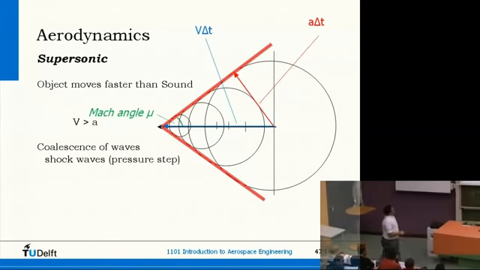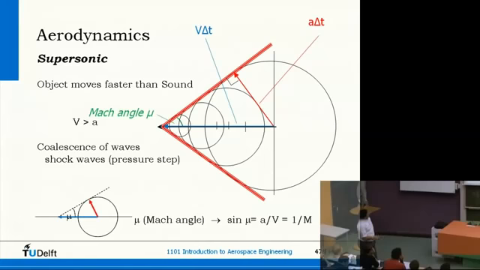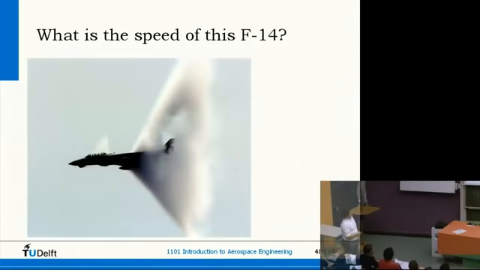Okay, mu. Well, here you see the velocity. Here you see the speed of sound times a time interval. And this angle is representing, of course, my Mach number. The sine of that mu is the reciprocal of this Mach number. Seems very simple, but sometimes you can also use it to calculate speeds.